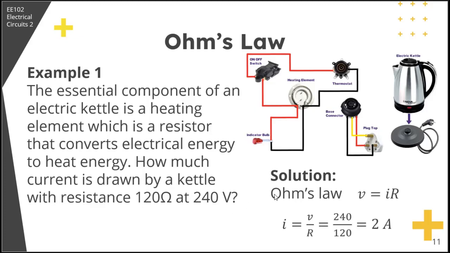Again, from the previous slides, Ohm's law has V equal to IR. From this, we just have to rearrange. We are asked for I, and I is equal to V over R. So that's equal to 240 over 120. Hence, I is equal to 2 amperes. From this, we can say that the electric kettle draws a current of 2 amperes.